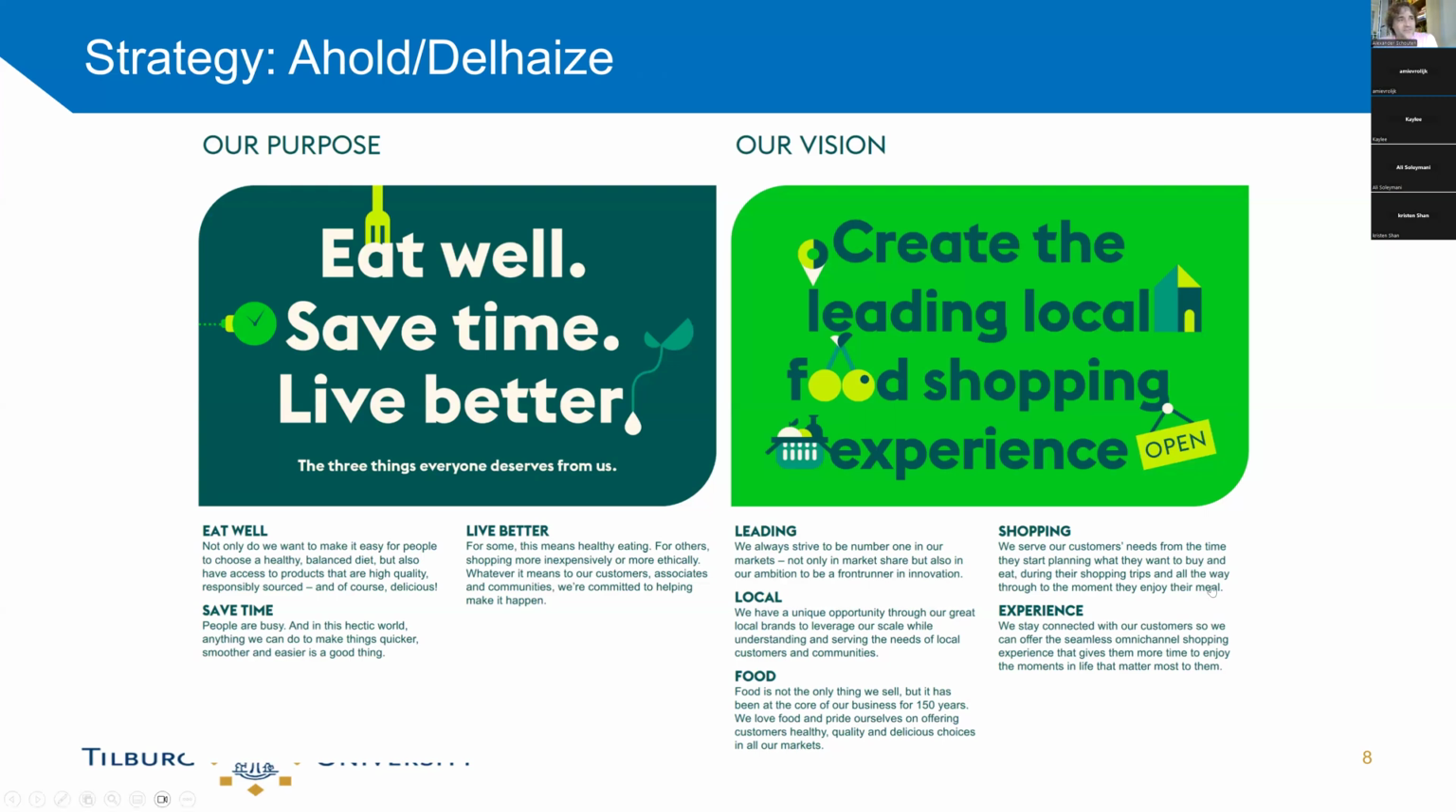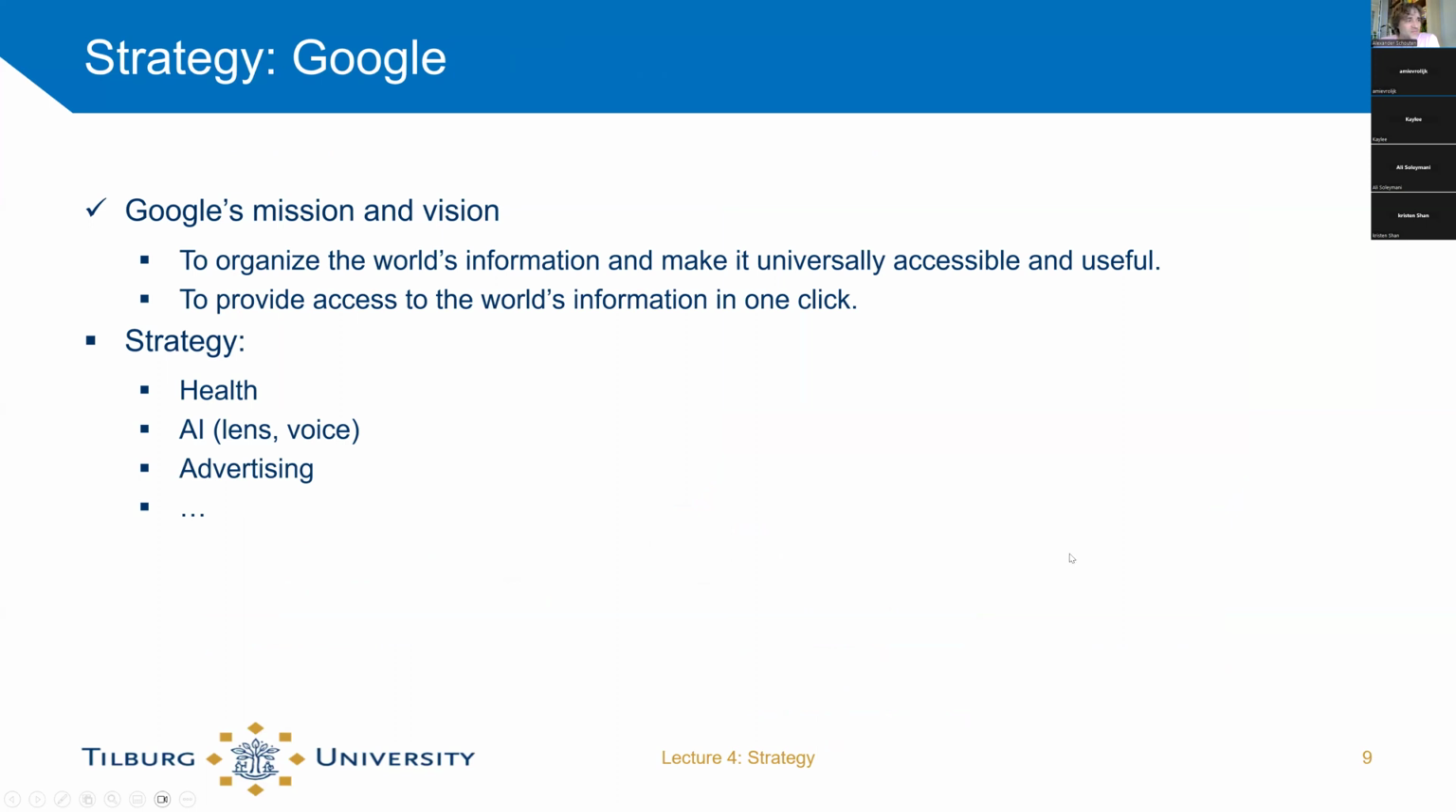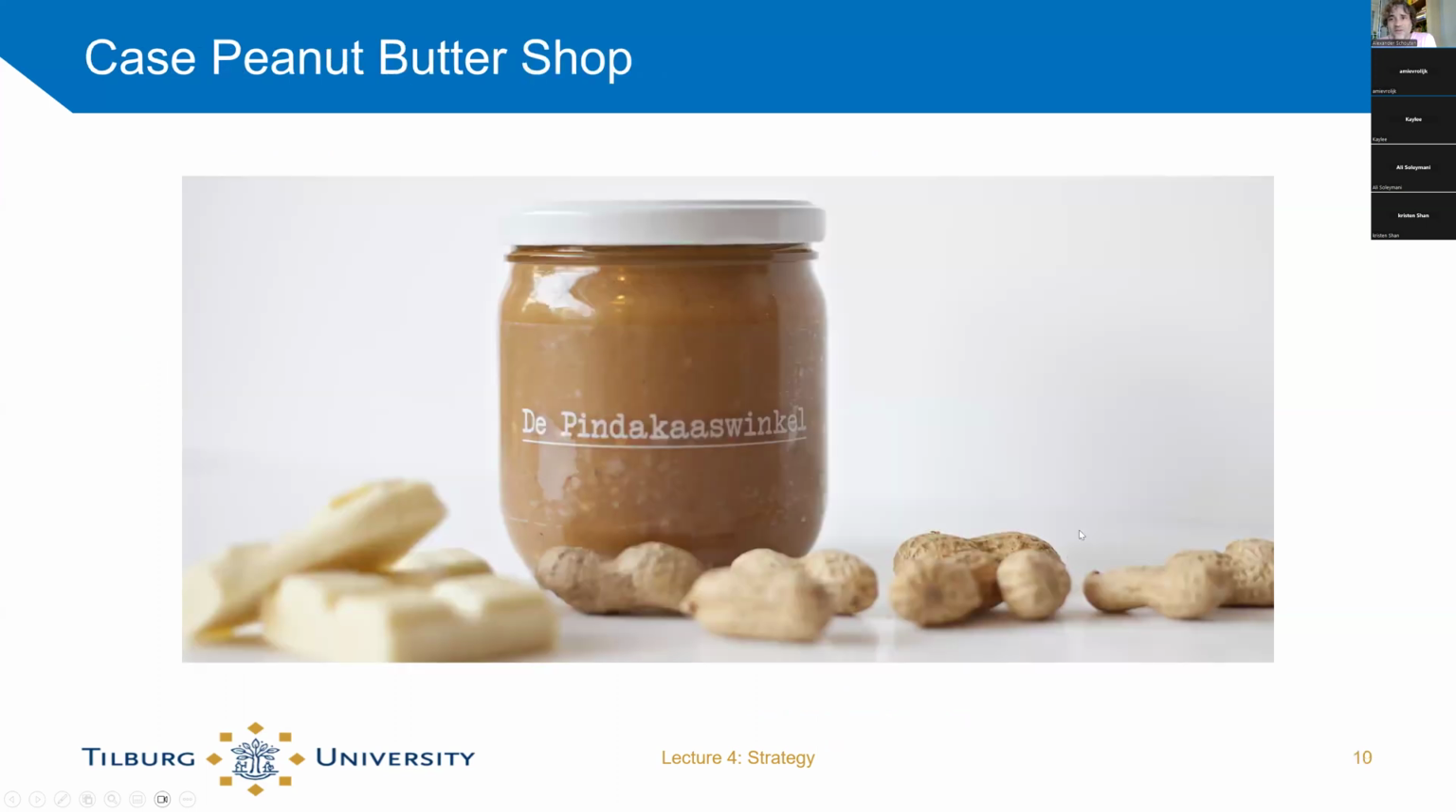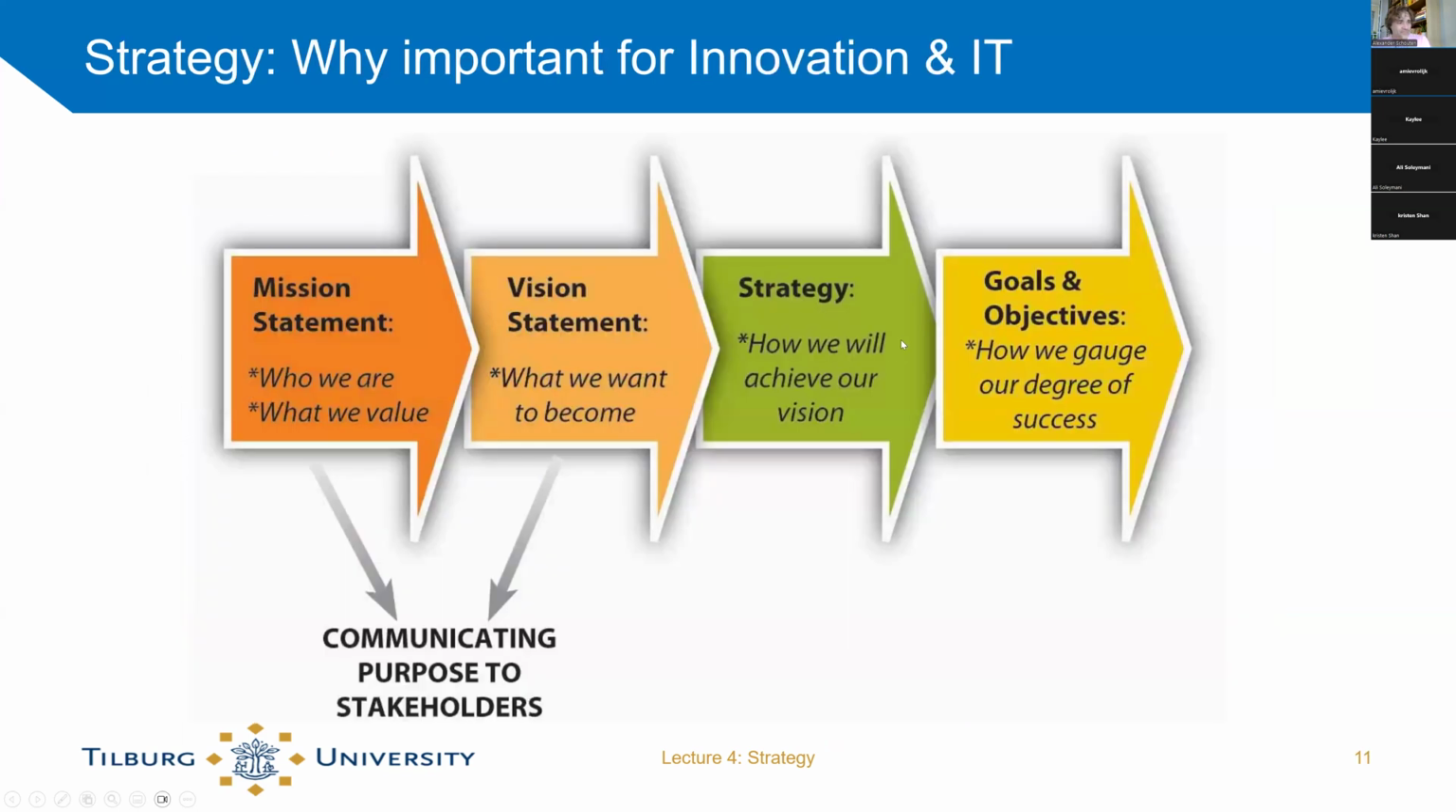Okay, enough. I have other examples, and maybe a question about peanut butter later on, but for now, let's continue with the strategy. Okay. So this is kind of in a nutshell what mission, vision, and strategy is. Because the course is called Technology in Organizations, I want to say a few things about why strategy is important for technology in organizations.